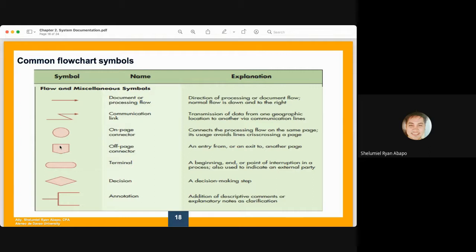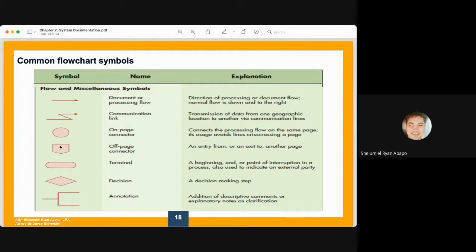This could be should a particular segment of your accounting information system is not online, but rather they just send you the summary of the transactions entered in order for the main accounting information system to accept it for processing. Then you use this bold type of arrow to show that this is a communication link. The small circle is an on-page connector.